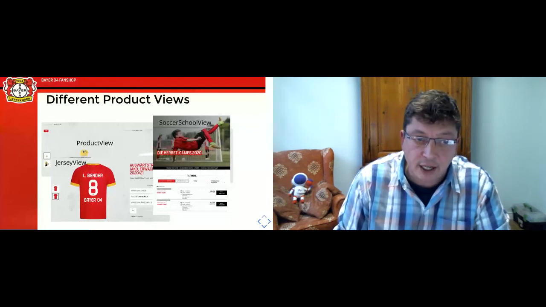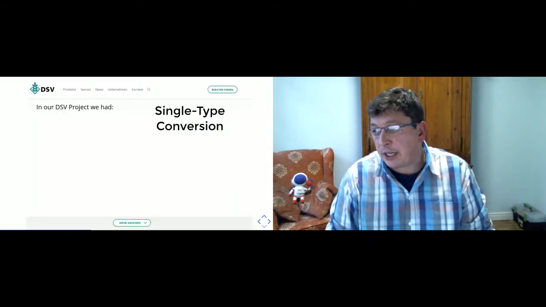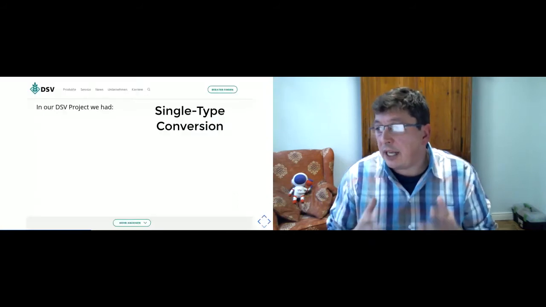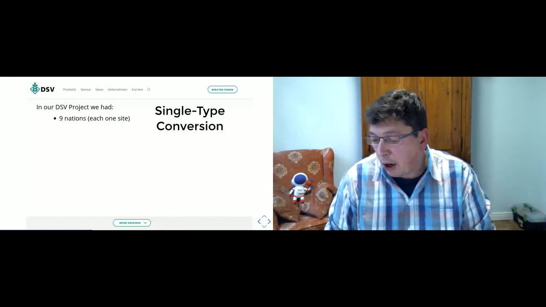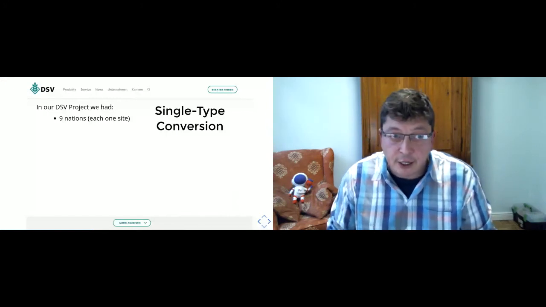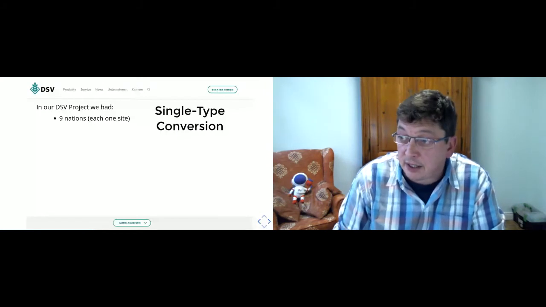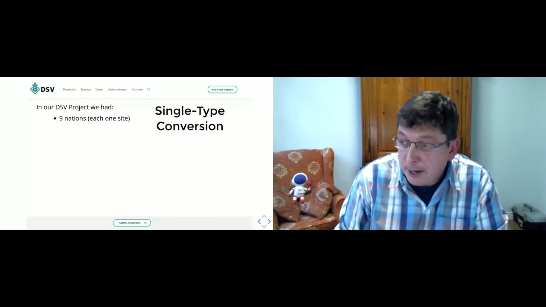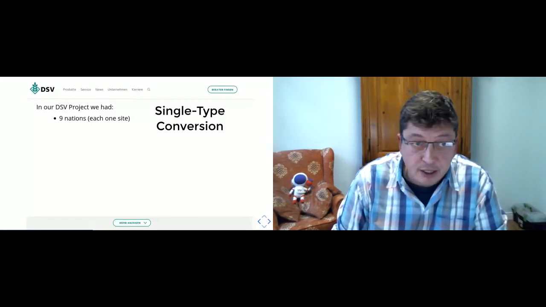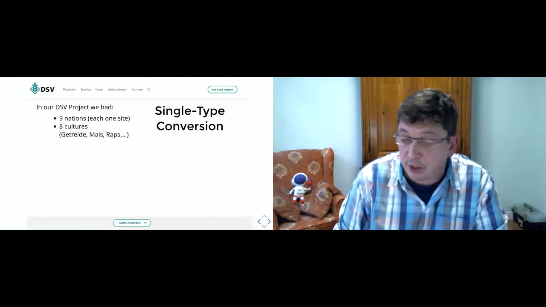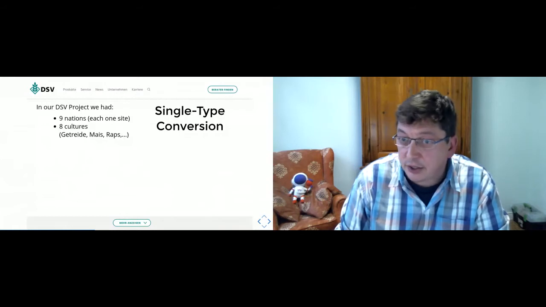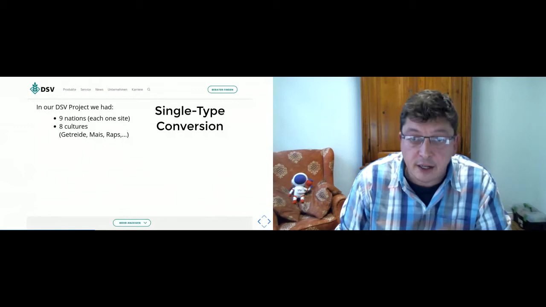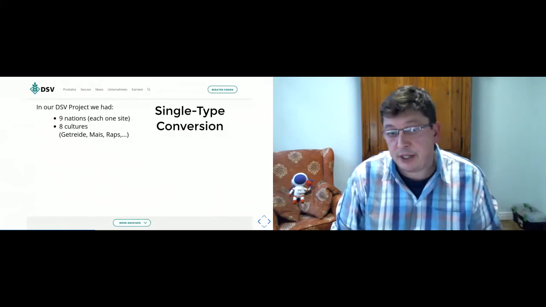And on the other side, we had in our DSV project a so-called single type conversion. So we had the same complex object structure, because we had 9 nations. Each one has its own site and its own subset of products. And the products there are separated in so-called cultures. The German words for it are Getreide, Mais, Raps, and so on. And these cultures contain several subcultures and in turn different varieties.